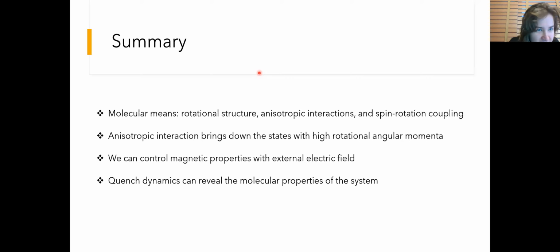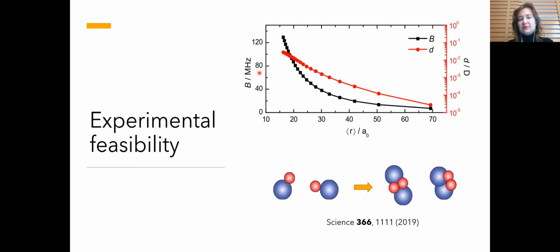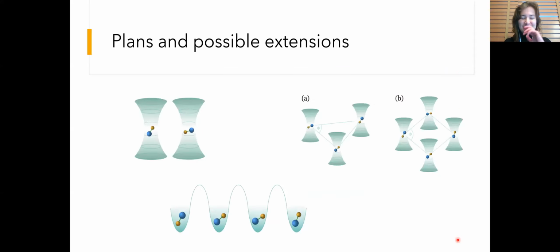And as I don't have much time, I will skip this one slide, but I think it's pretty interesting. This is something I was talking about to you, that it is possible to make such a system with weakly bound molecules in tight traps. But this is some extra thing. I welcome you to ask about it later. So then I would just move to plans and possible extensions.